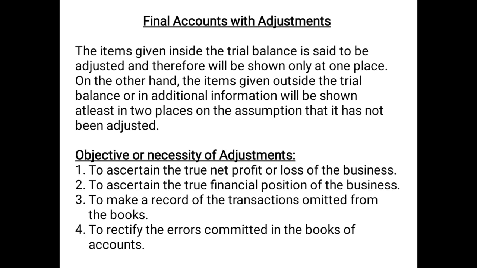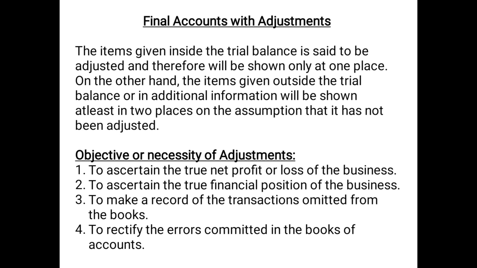So if you remember, while doing the chapter Final Accounts without adjustment, we just discussed one adjustment regarding the closing stock. And even in the chapter Trial Balance also, we have discussed that if the closing stock is given inside the trial balance, which rarely happens, then we will assume that it has already been adjusted and it will be shown at one place only, that is on the asset side of the balance sheet. And if it is given outside the trial balance, then we will assume that it has still not been adjusted, and therefore it will be shown at two places. Firstly, it will be shown on the credit side of trading account as by closing stock, and similarly at the same time it will be shown on the asset side of the balance sheet as well.